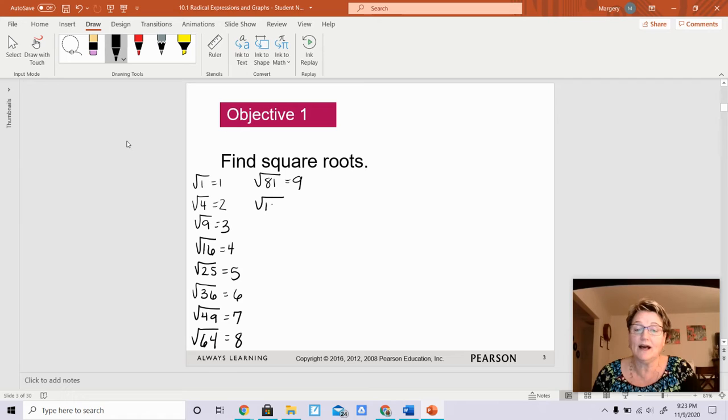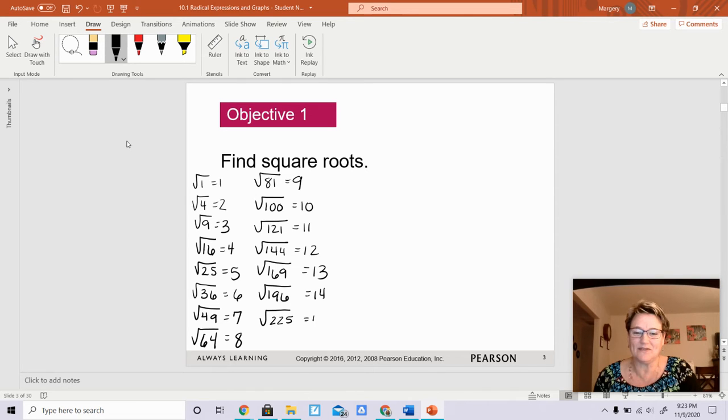The square root of 100 is equal to 10. The square root of 121 is equal to 11. The square root of 144 is equal to 12. The square root of 169 is equal to 13. The square root of 196 is equal to 14. And the square root of 225 is equal to 15. Those are all perfect square roots that you must memorize.